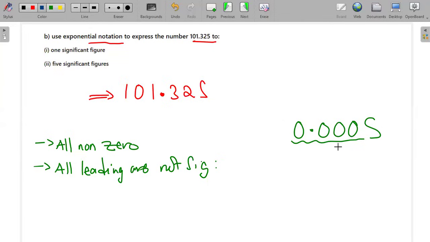Okay, they are never significant. So if they ask you how many significant figures are in this number, you're just going to count 1. These zeros here are not significant.